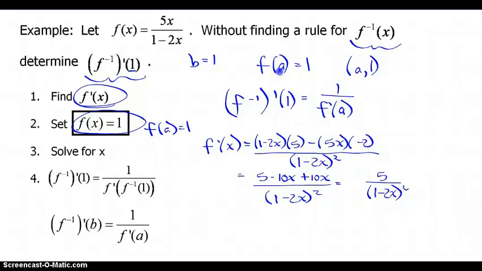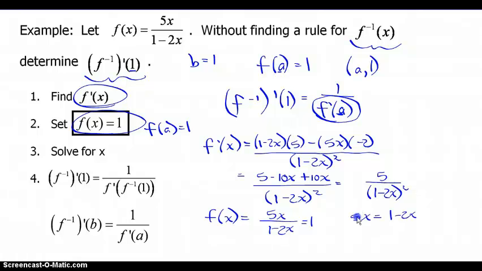Now we need to find a, because what we're after is evaluating f prime at that a value. So let's go back up and pick up our function f of x, and we want to set that equal to 1. That x value, whatever x value makes this a true statement, is a. This is how we're going to find a. So I'm going to multiply both sides by 1 minus 2x. I can add 2x to both sides, and it turns out that the a value that we're after is 1/7.